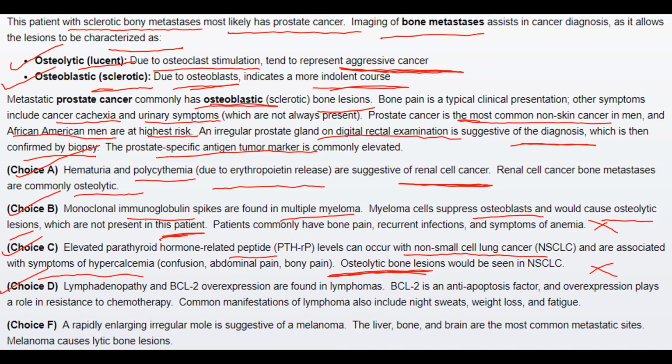In choice D, lymphadenopathy and BCL2 overexpression are found in lymphomas. BCL2 is an anti-apoptotic factor, and overexpression plays a role in resistance to chemotherapy. The common manifestations of lymphoma include night sweats, weight loss, and fatigue, and therefore it was not appropriate. In choice F, a rapidly enlarging irregular mole is suggestive of melanoma. The liver, bone, and brain are the most common metastatic sites, and melanoma causes lytic bone lesions, not the blastic or sclerotic bone lesions, and therefore it was also not appropriate.